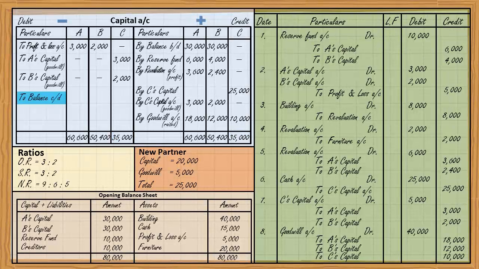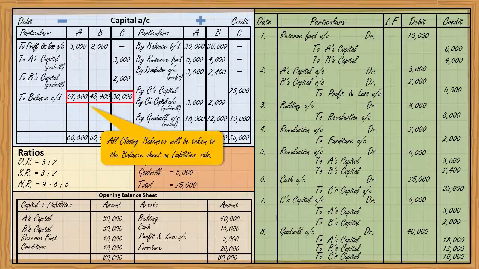So to balance CD, these are the balancing figures: 57,600, 48,400 and 30,000 rupees. These are the closing balances of A, B, C. It means, all closing balances are taken to the balance sheet. Means these figures will be taken to the balance sheet on liability side.